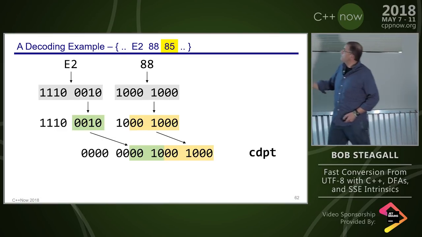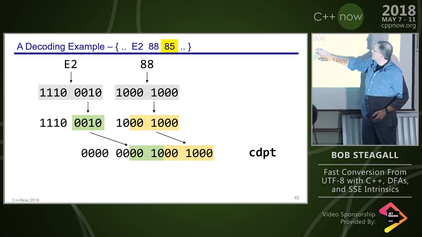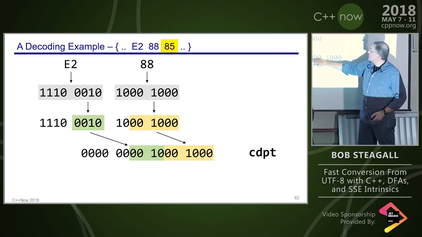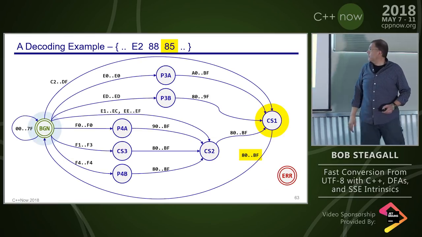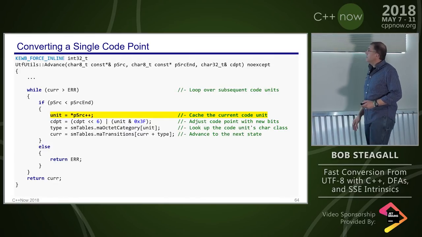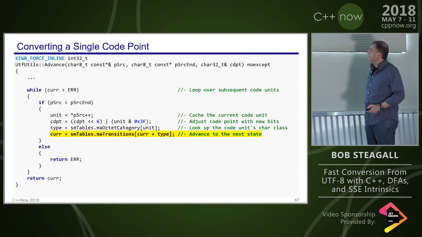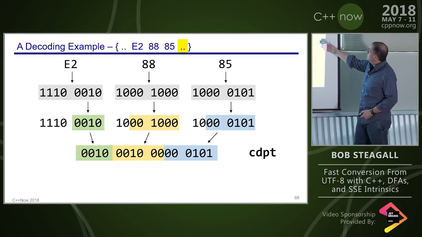So I've consumed a character of look ahead. This is my current character. I've taken my 4 bits, I've shifted them left by 6, I've stripped off the lower 6 bits of my second code unit, and I've put them here. And we're going to move to continuation state 1, and I'm going to repeat the process until I have decoded the entire sequence.